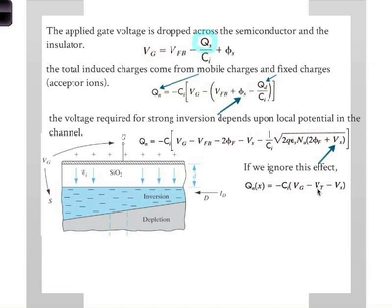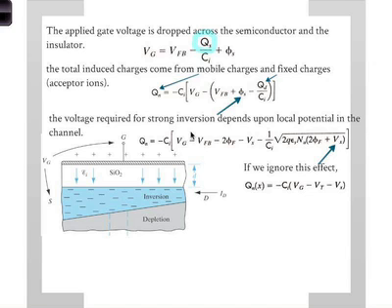Which, by the way, if you're confused, comes from the fact that these terms right here are just Vt. The threshold voltage is nothing but the flat band voltage plus strong inversion.